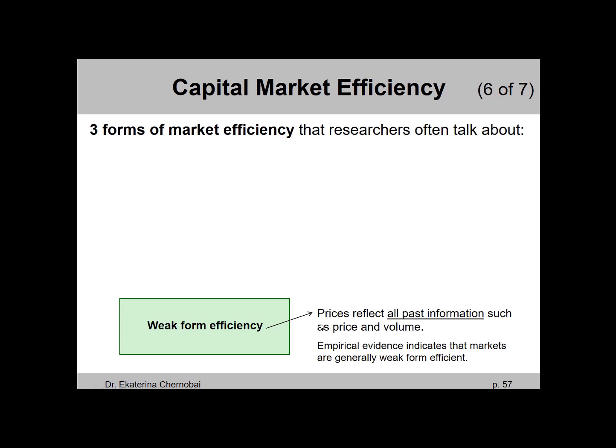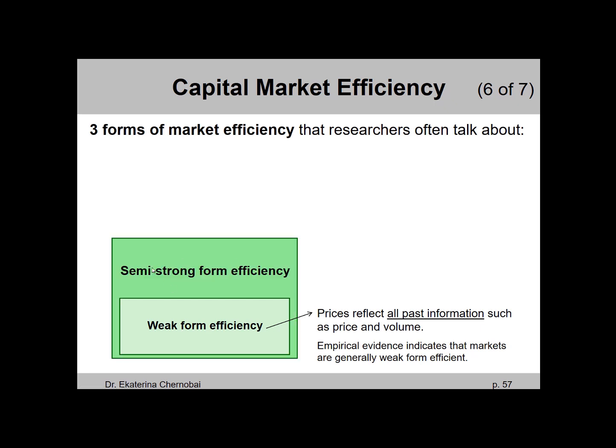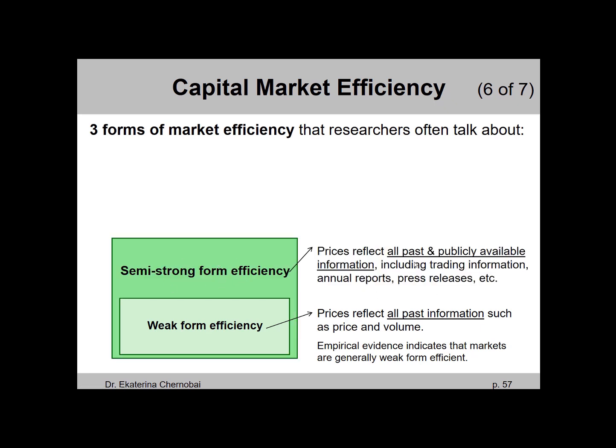What would be a different amount of information that could be reflected? Semi-strong form efficiency. That's not only past but also all publicly available information, everything that's known about the company today. Any press releases, any annual reports, anything about trading going on in the past days, everything out there is what people look at to determine how much they're willing to pay per share, and that's what determines the price per share. If that's the case, we say that the market is semi-strong form efficient.